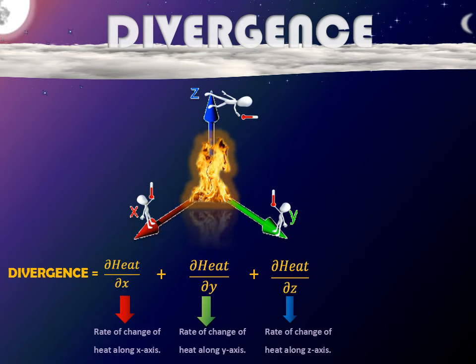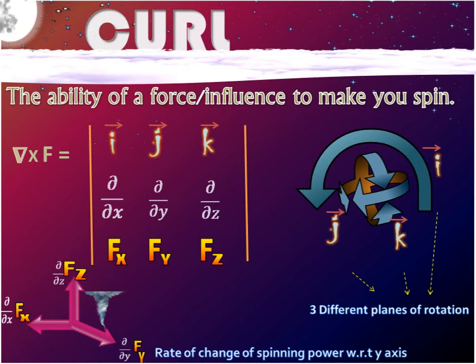And double divergence will be the rate of change of rate of change. It's not necessary that the rate of change is constant, just as it's not necessary that the velocity will be constant. There can be a rate of change of velocity also, that is called as acceleration. Similarly, double divergence will be the rate of change of heat, and so on. Now let's go to the next image.